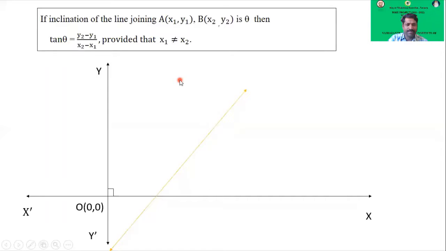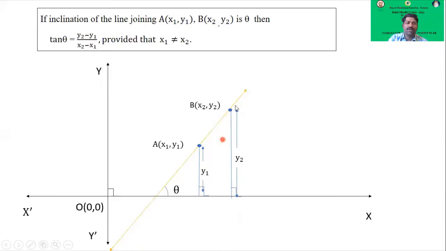So this is a line. The angle made by this line is theta. Let B (x2, y2) be any point on the line, and A (x1, y1) be another point on this line. Now we drop the perpendicular from point B on the x-axis and from point A on the x-axis. So these vertical distances are y1 and y2.